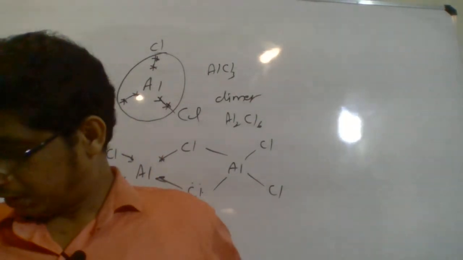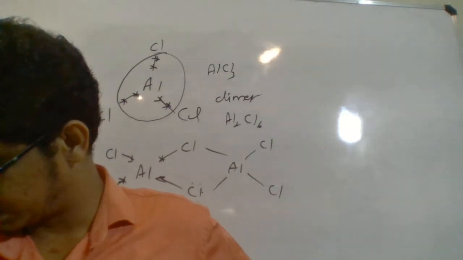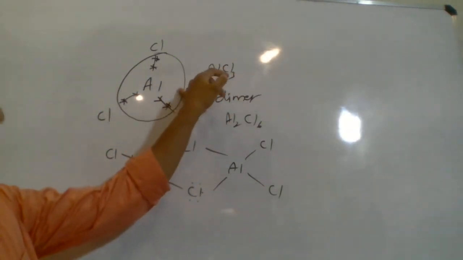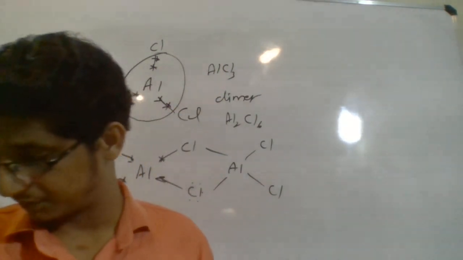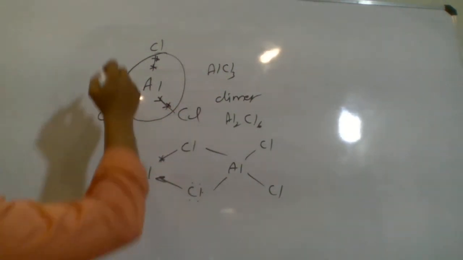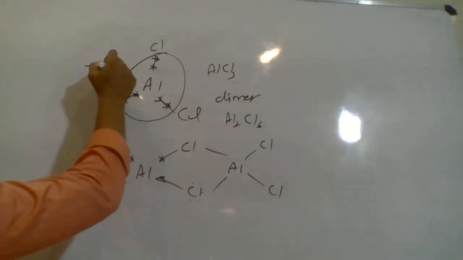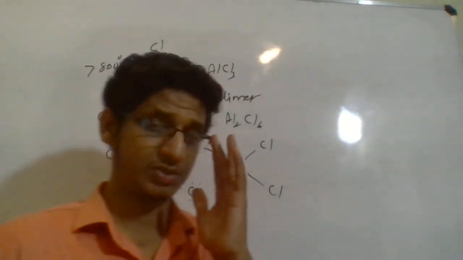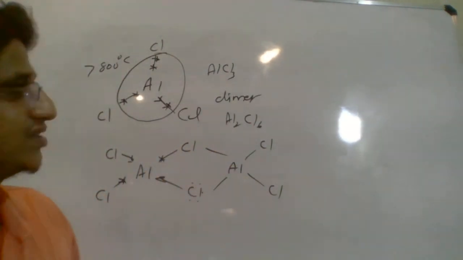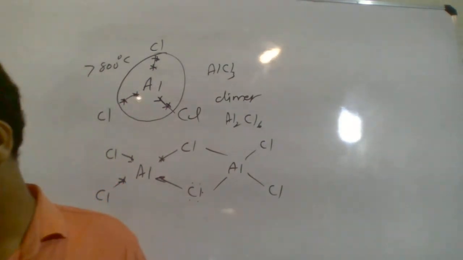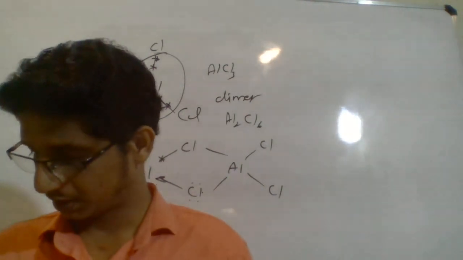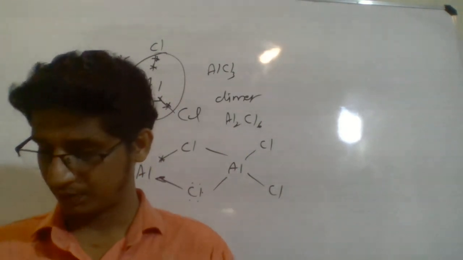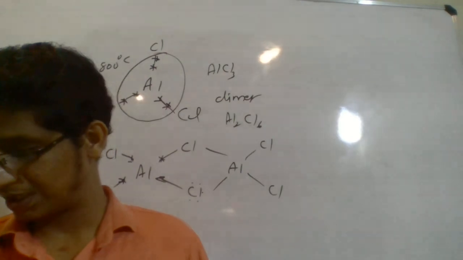Now talk about the AlCl3 trigonal planar structure. Yes, this structure is also isolated at a very high temperature, above 800 degrees Celsius. This is AlCl3 in the trigonal planar form, that is the sp2 hybridized AlCl3 form, which is also isolated in the vapor phase. These are the important points you can remember about aluminium chloride.